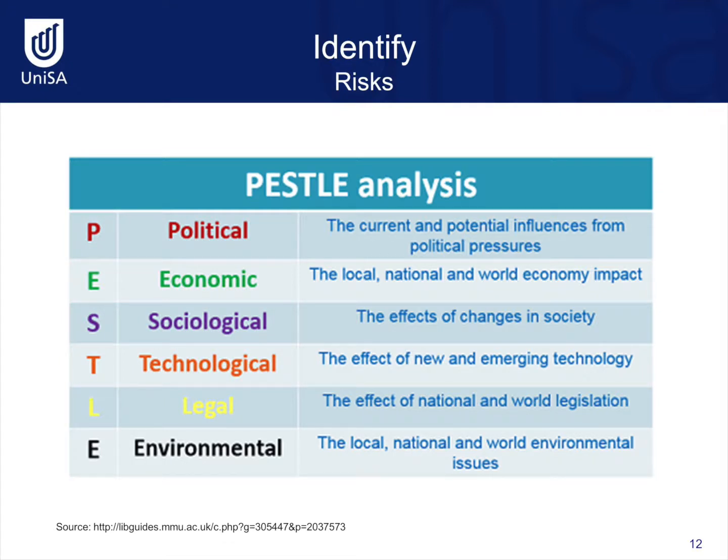Here is an example of what each of the PESTLE categories means. For example, political risks represent the current and potential influences from political pressures. Technological risks represent the effect of new and emerging technology, and legal risks represent the effect of national and world legislation.